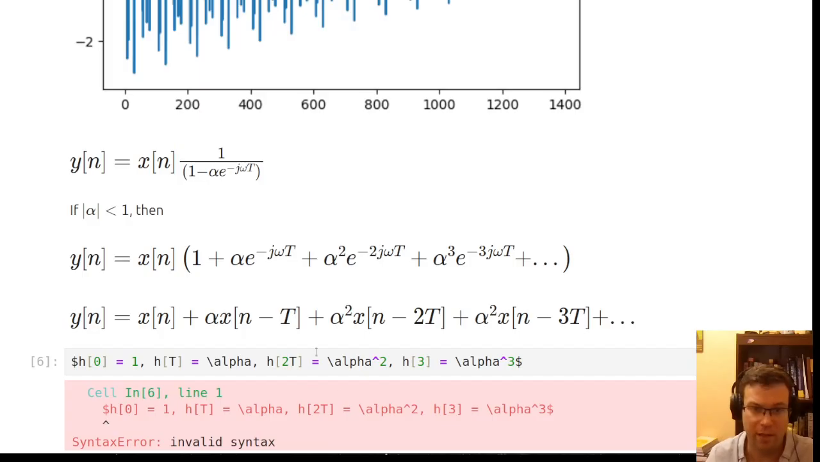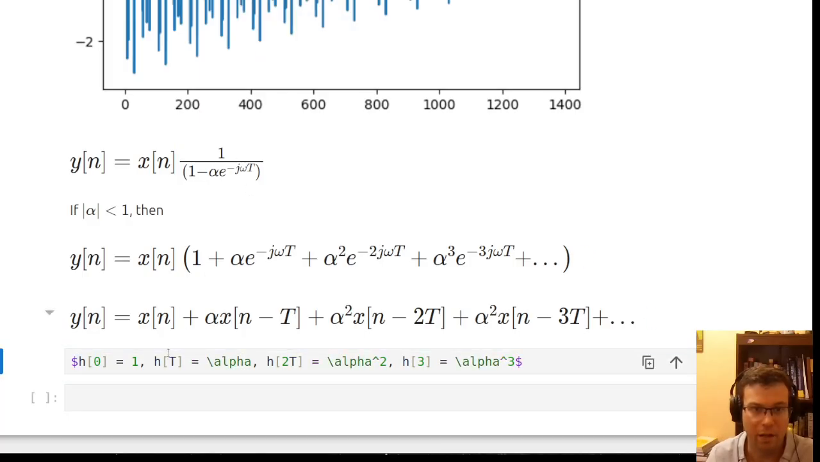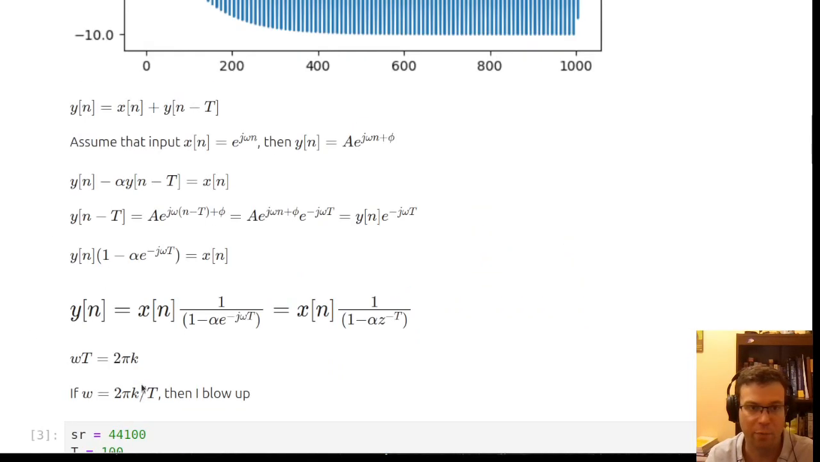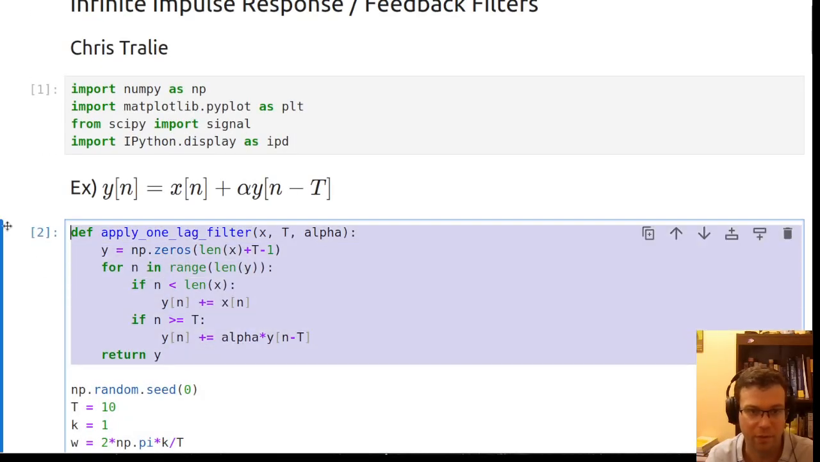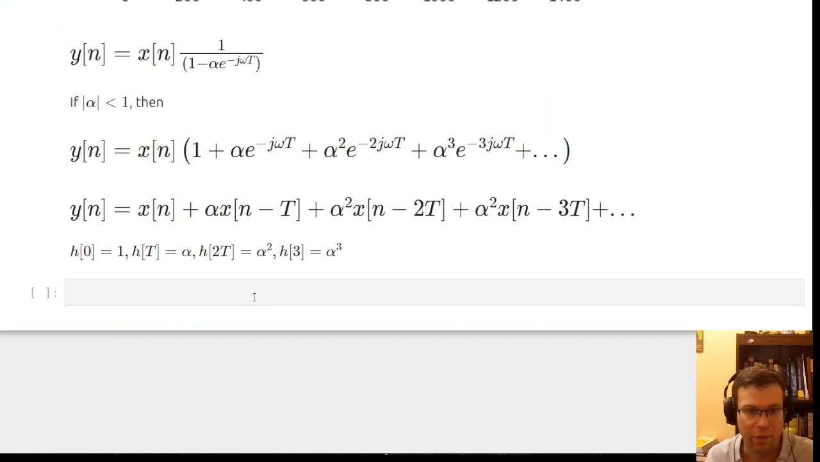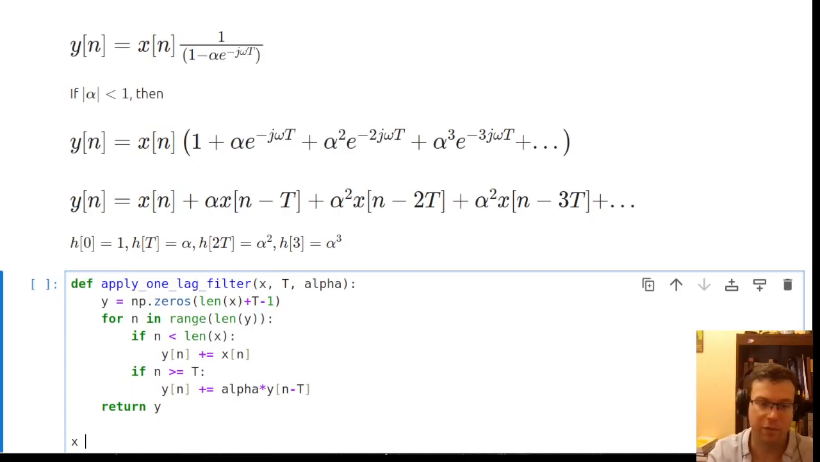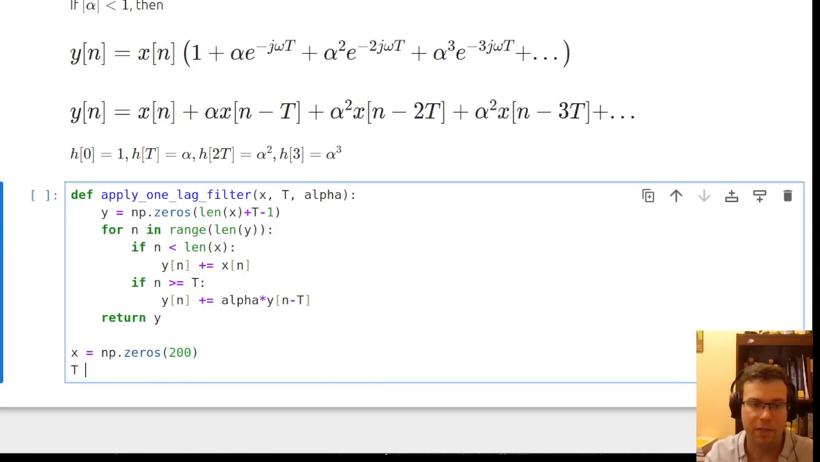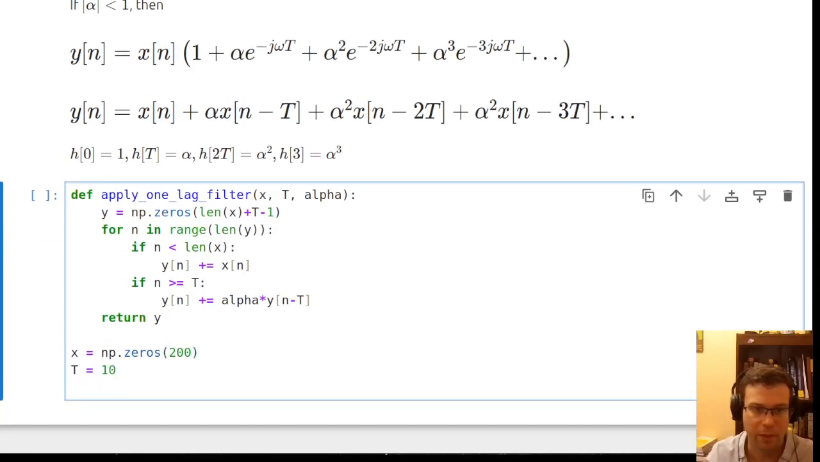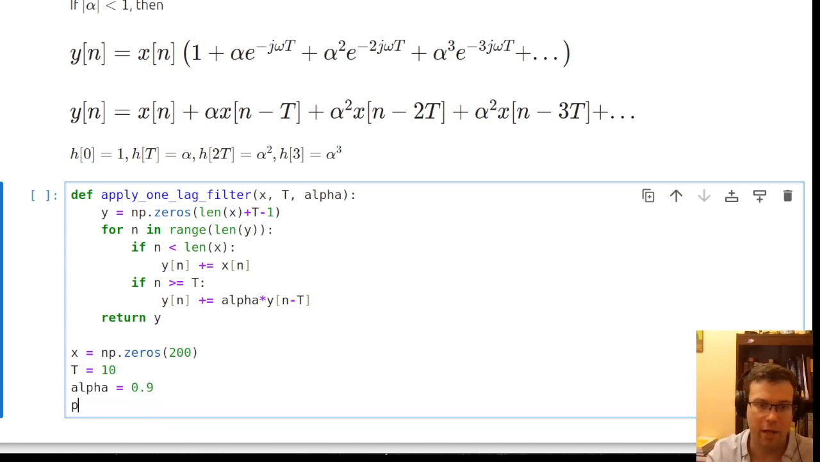And just to show you that I'm not lying, let me actually compute the impulse response. I made a little helper method up here to do this, apply one lag filter. If I were to make just an impulse, I'd say x equal to np dot zeros, let's say 100, or let's go a little longer, 200. I'll say t is equal to 10 for this example, and I'll make alpha be 0.9. Let's have a look at what we would get.